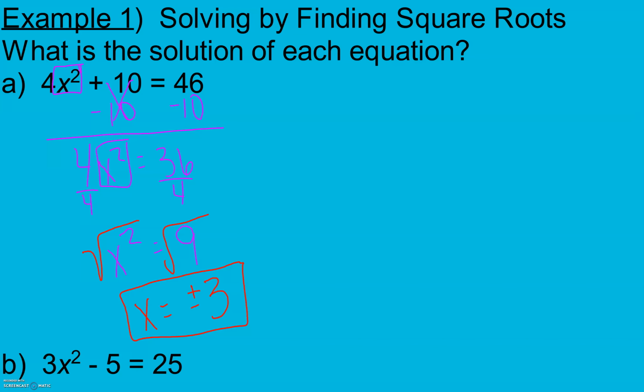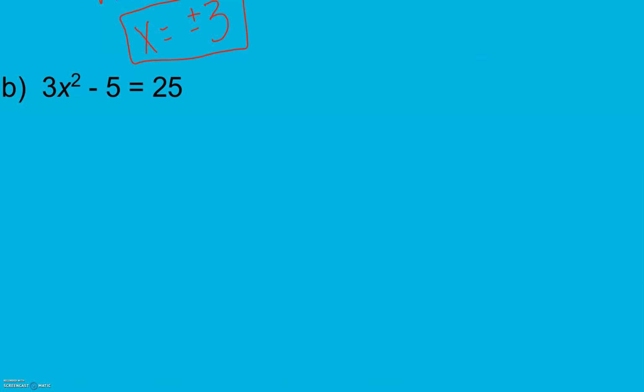Same idea here on B. Again, we just have one x term, so I'm going to get that x term by itself by adding or subtracting first, getting rid of anything that's not with our x, directly connected. Then multiplying or dividing. Now, once I have x squared by itself, to get rid of the square, we take the square root.